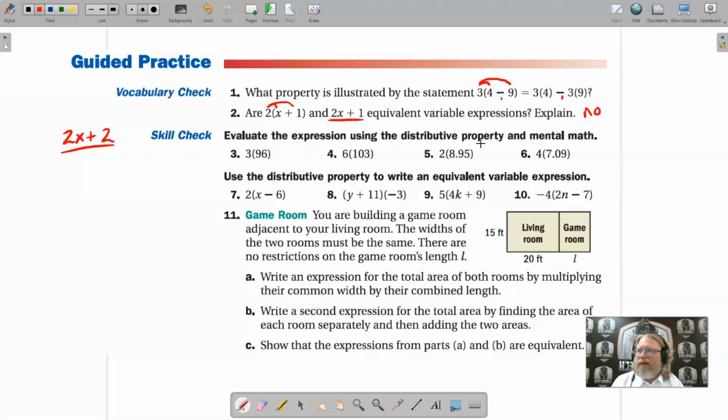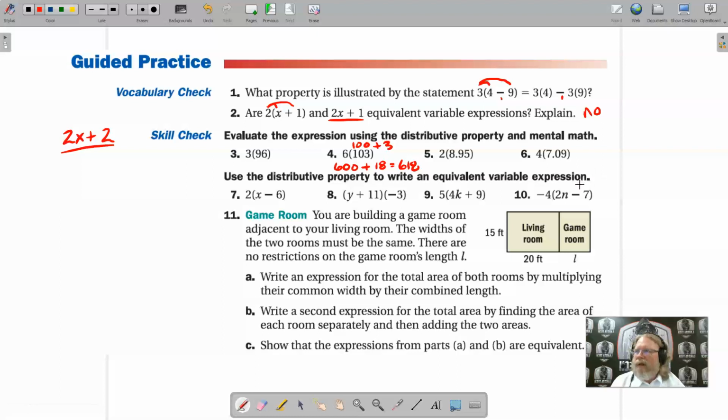Evaluate the expression, use the distributive property in mental math. Let's say this one here, we could say 6 times, think of 103 as 100 plus 3. So 6 times 100 is 600. And 6 times 3 is 18. And we'd have to add those together, and that would equal 618. That would be our mental math for that one.